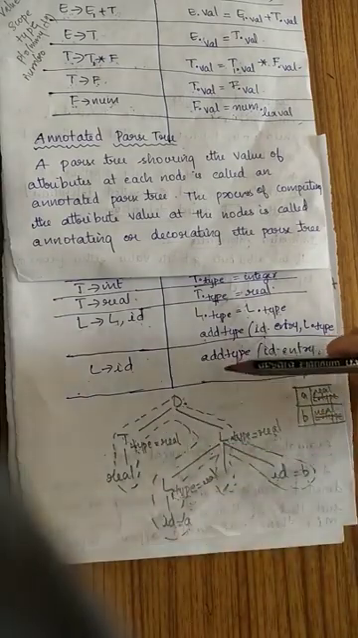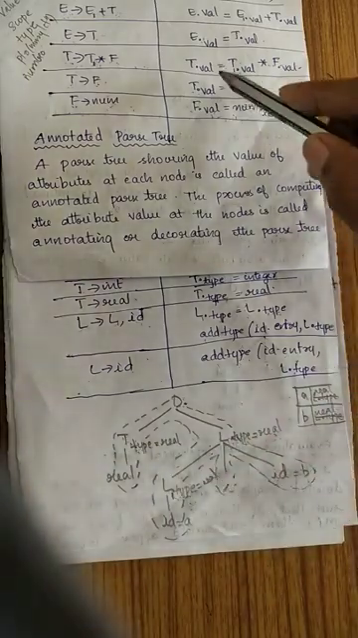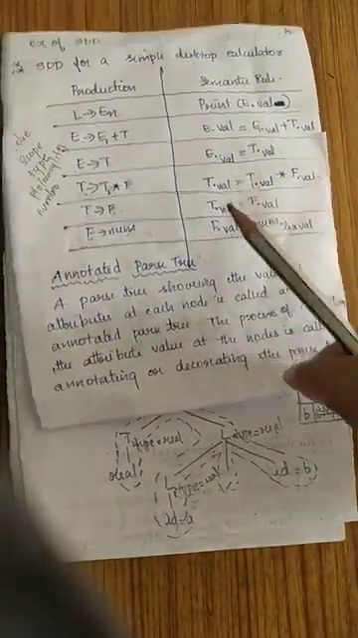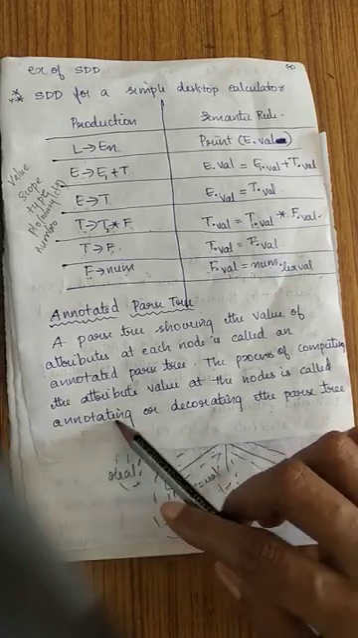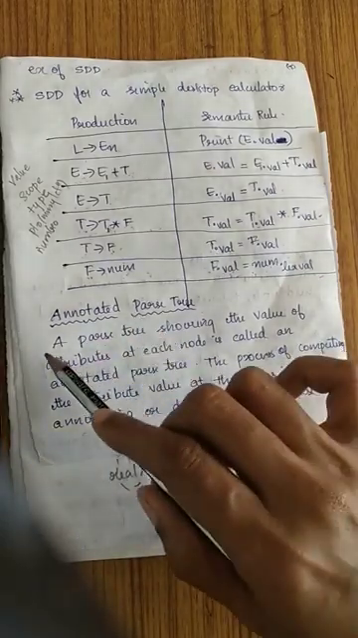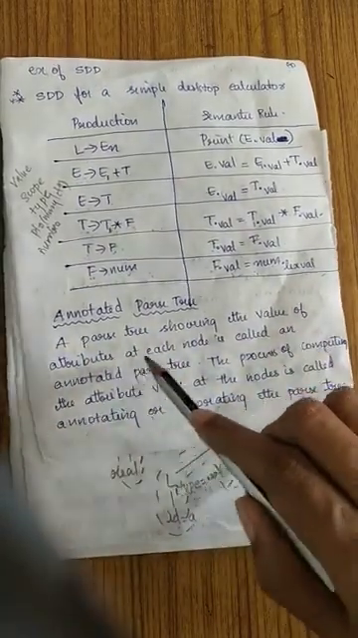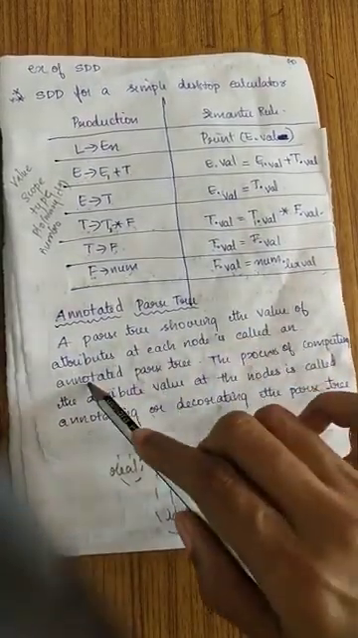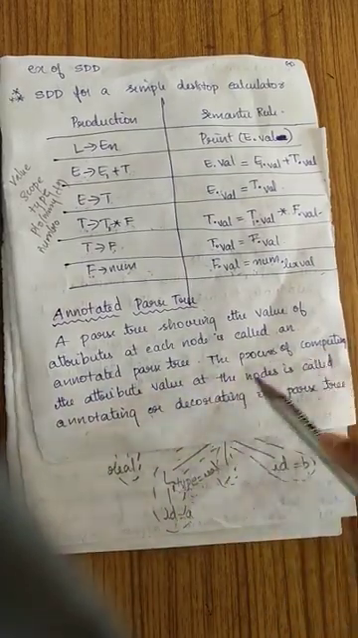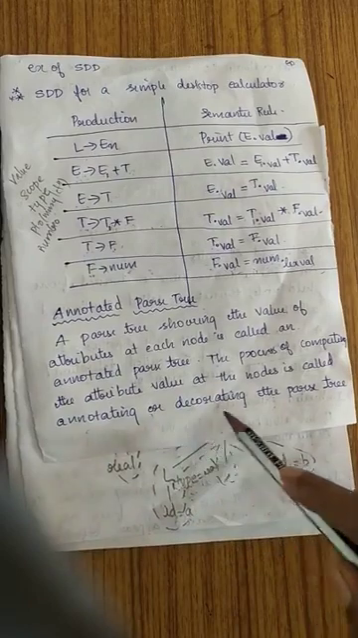Initially we obtain a parse tree and later we decorate the parse tree using the semantic rules. So that is known as an annotated parse tree, and the process is called annotating or decorating the parse tree. So what is an annotated parse tree? A parse tree showing the value of attributes at each node is called an annotated parse tree. The process of computing the attribute value at the nodes is called annotating or decorating the parse tree.